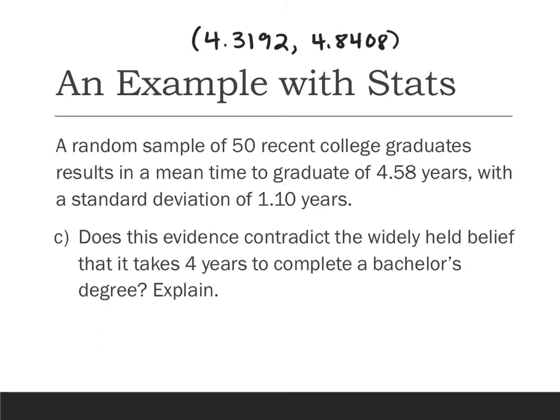All right, so our next part of this question asks us if this evidence, so this confidence interval that we found, does this evidence contradict the widely held belief that it takes 4 years to complete a bachelor's degree? And of course we see our interval, I've written it up at the top here. This is where we want to know, is 4 within our interval? 4.3192, that is our lowest possible value according to our data. So this does contradict.